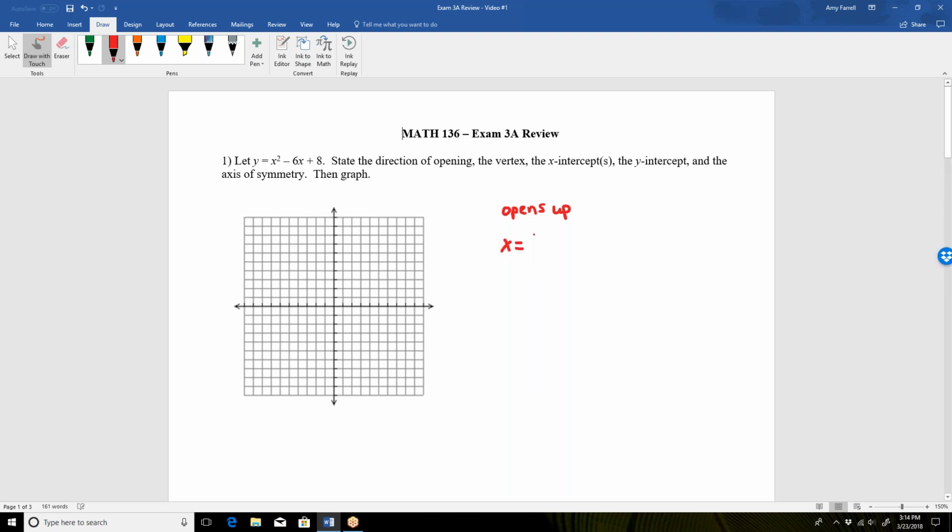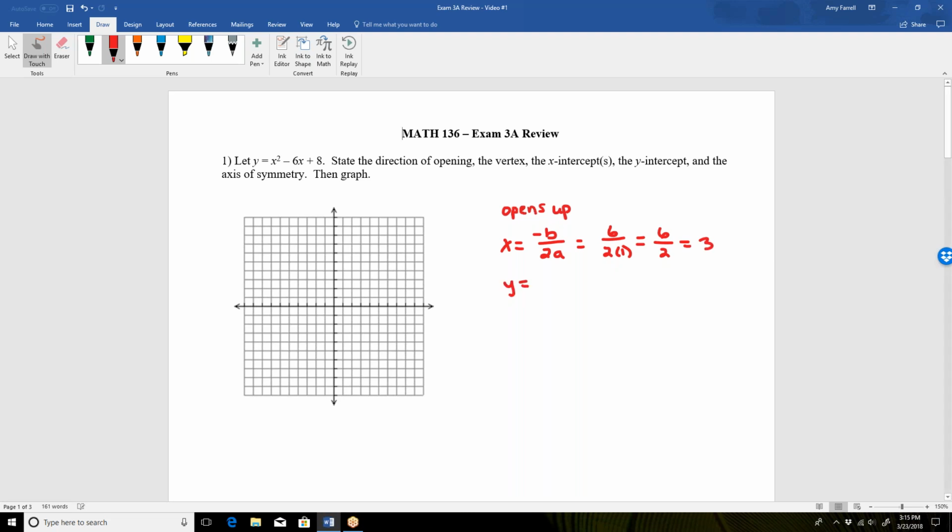Next, I'm going to find the vertex. To find the x-coordinate of the vertex, I'm going to use the formula x equals negative b over 2a. b in this problem is negative 6, so if we negate that, we'll get a positive 6. And as we saw when we said that the parabola opens up, our a is a positive 1. So it looks like the x-coordinate of the vertex is 3.